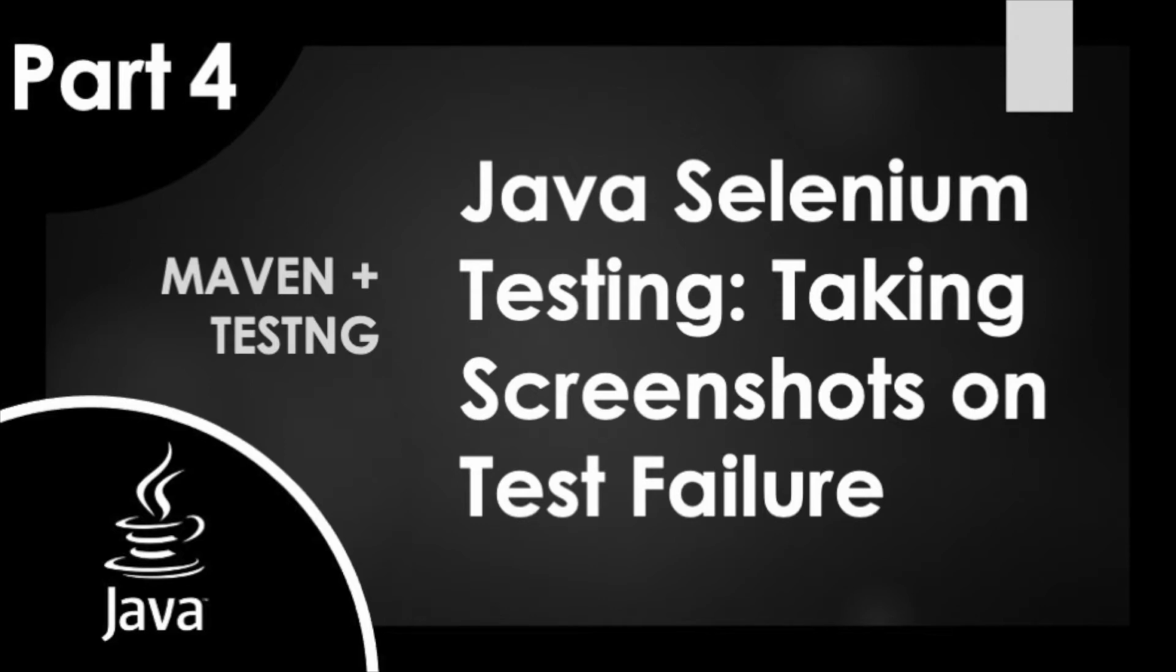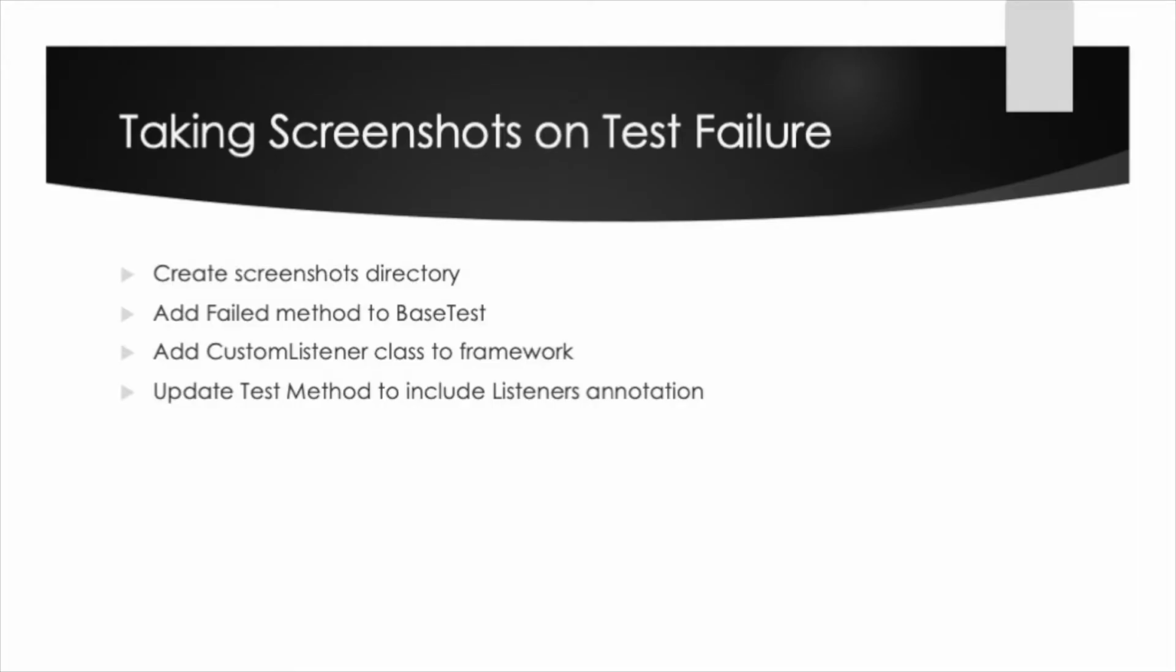With that out of the way, let's get into what we'll be covering in today's video. In our previous videos, we walked through how to set up our project all the way through implementing TestNG parameters. In today's video, we're going to go over how to take screenshots on test failure. To achieve this, we will create a screenshots directory, add a failed method to our base test, add a custom listener class to the framework, and update our test method to include the listener's annotation.